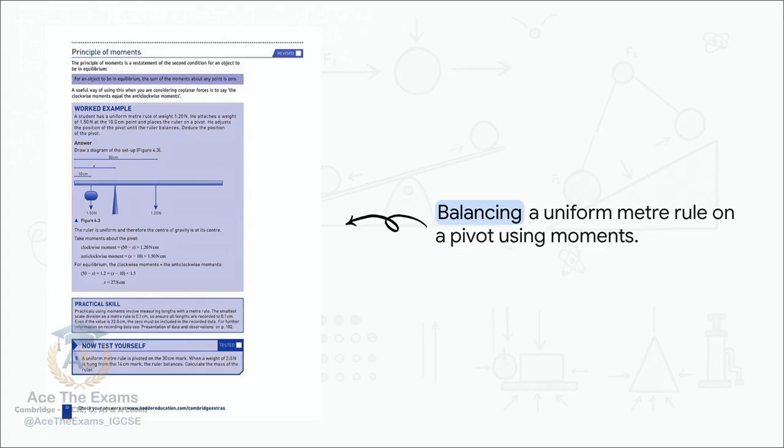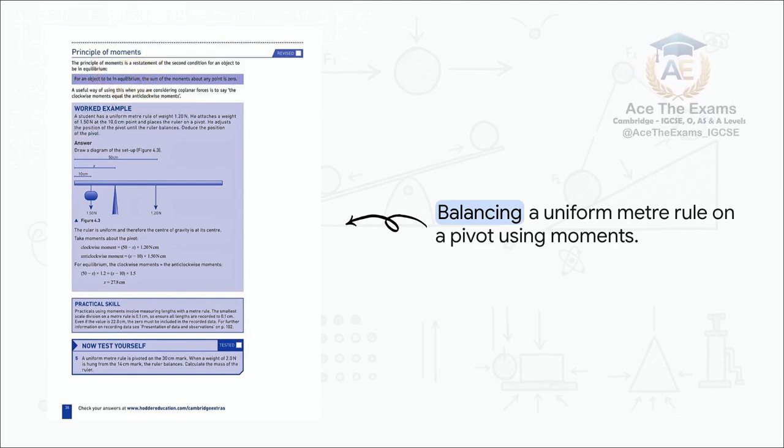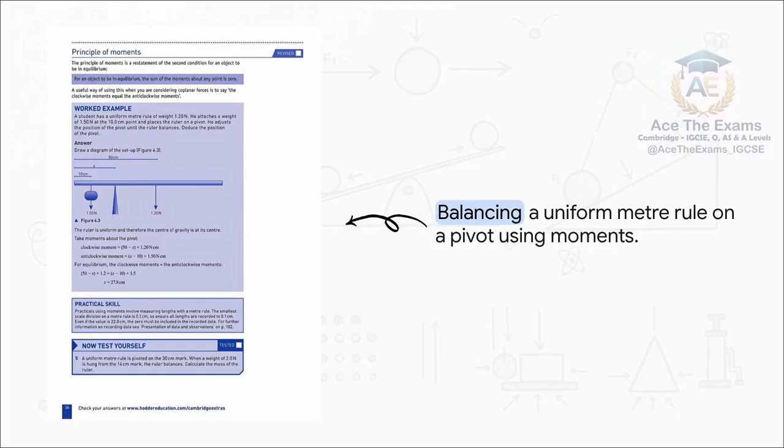We set up our equation. The sum of clockwise moments must perfectly equal the sum of anticlockwise moments. The clockwise moment is generated by the ruler's own weight pulling down on the right side of the pivot. The distance from the pivot is 50 minus x centimeters, so the moment is 50 minus x multiplied by 1.20 newtons. The anticlockwise moment is from the hanging weight on the left. Its distance from the pivot is x minus 10 centimeters, so that moment is x minus 10 multiplied by 1.50 newtons. Equating those two sides and carefully doing the algebra reveals that x must be exactly 27.8 centimeters. This is how you secure maximum marks.